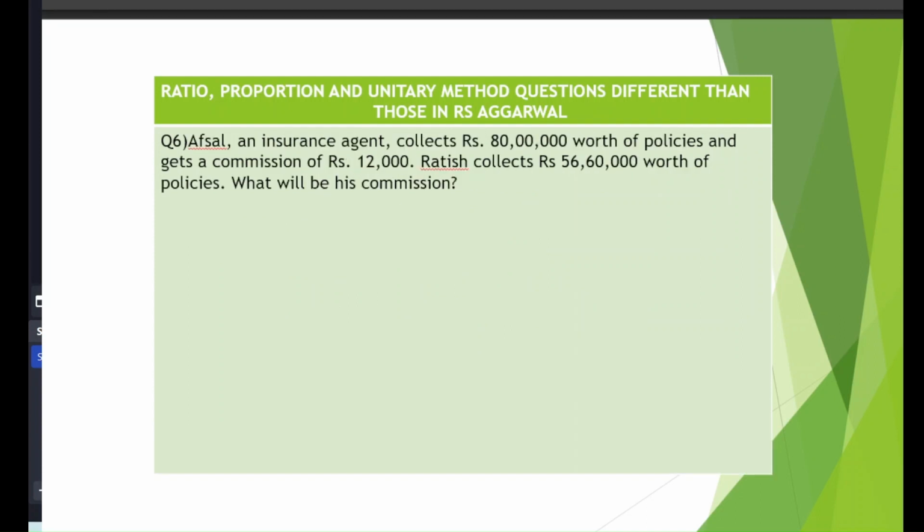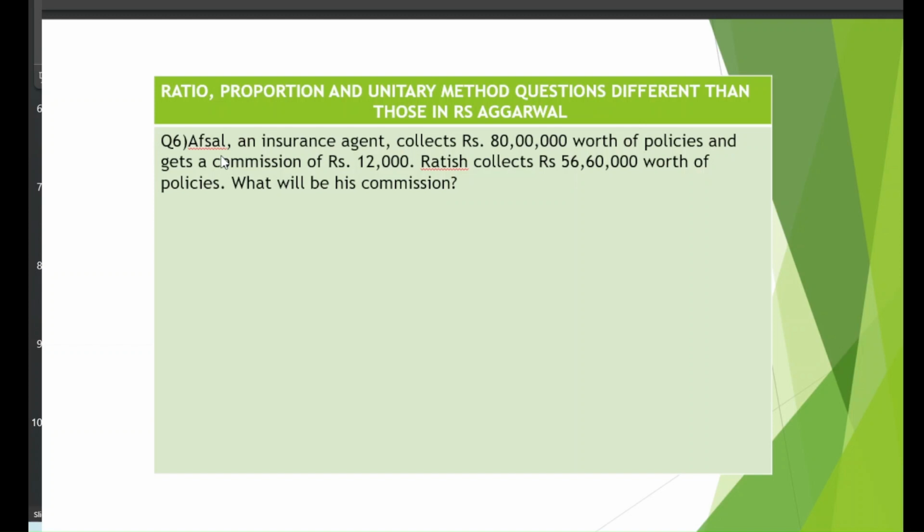We'll do another. Let's start with question number 6. Afsal, an insurance agent, collects rupees 80 lakh worth of policies and gets a commission of rupees 12,000. Ratish collects 56 lakh 60,000 worth of policies. What will be his commission?